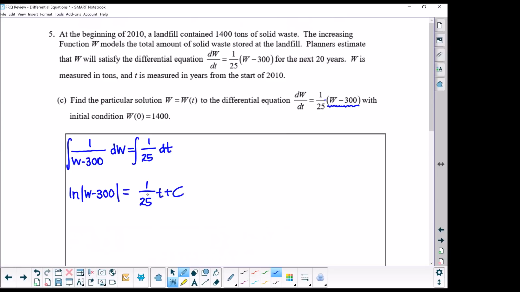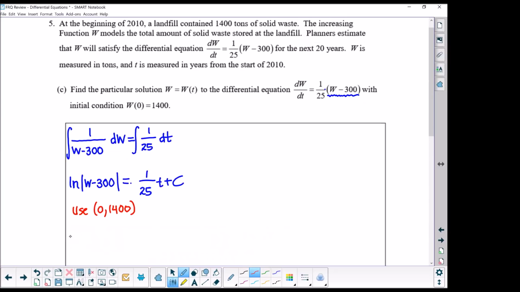Now you're going to use the initial condition. That condition is the ordered pair 0, 1400. So we will plug that in, and that would give us the natural log of 1400 minus 300, which is 1100. And that would be equivalent to 0 plus c. So the c is the natural log of 1100. Now I want to say something right here just to make sure that everyone is on the same page. There are two different camps in solving differential equations.